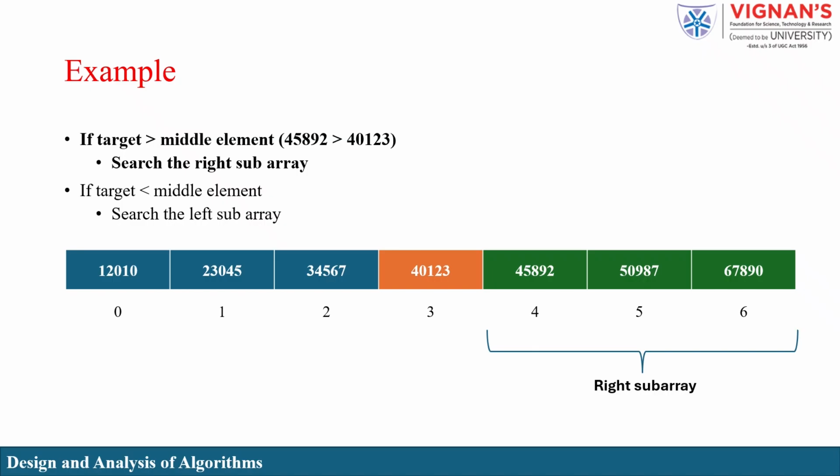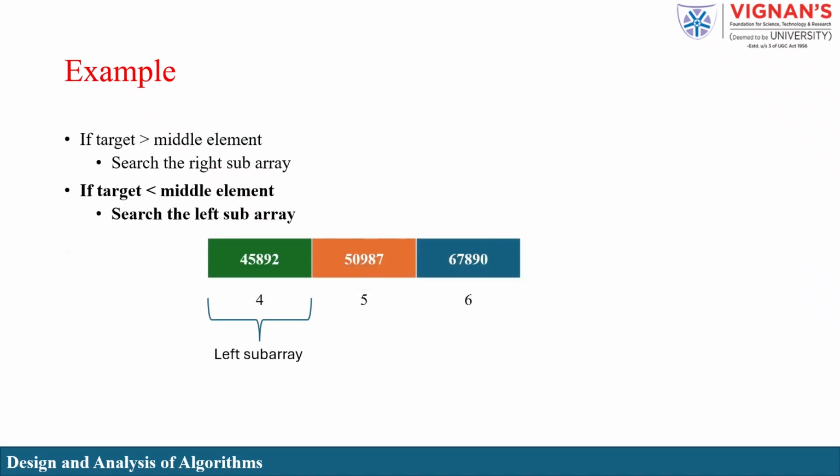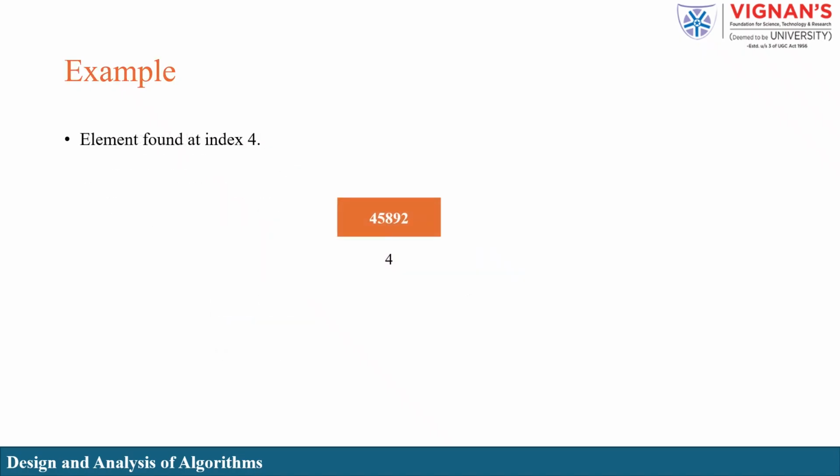Since the target value is greater than the middle element, we search the right subarray. The list is divided again, and the process continues until the target element is found. The element is successfully found at index 4.